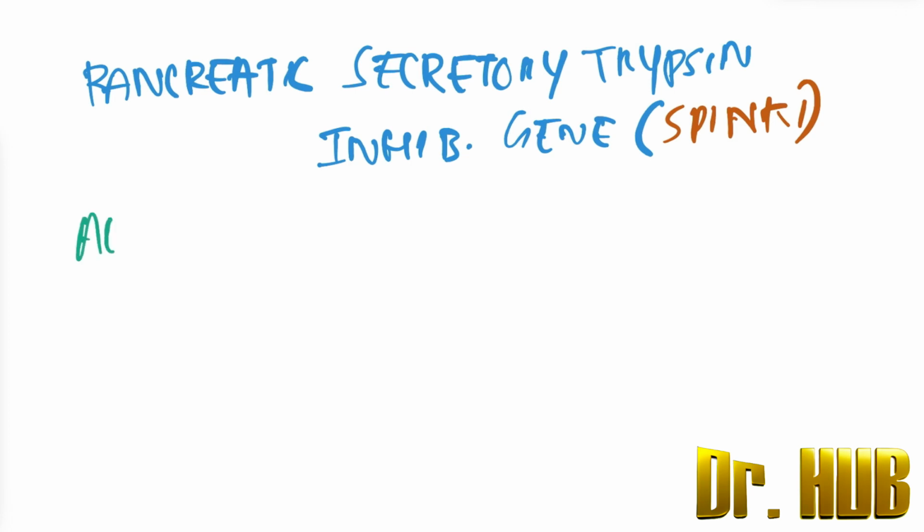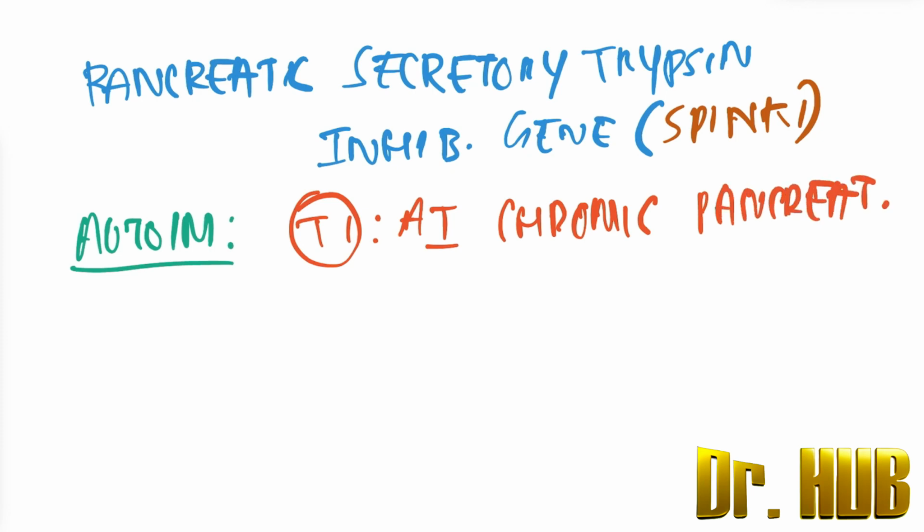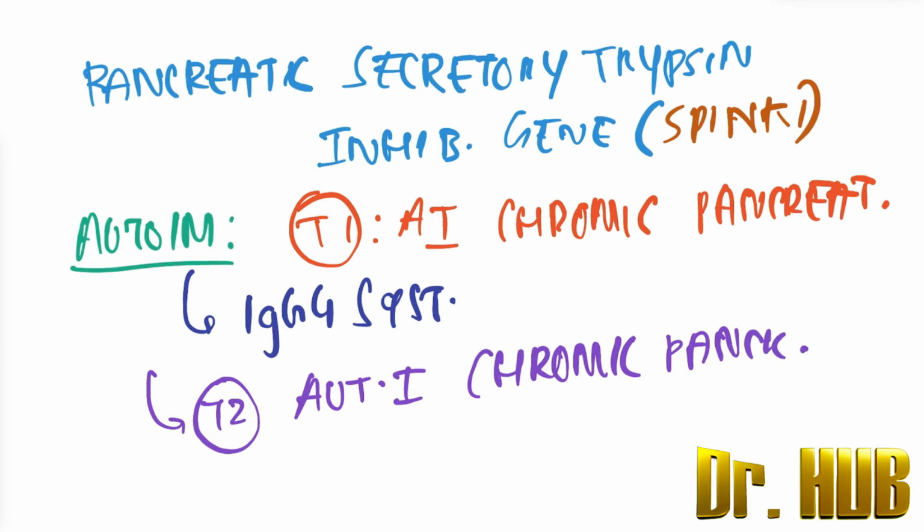Next, the heading is autoimmune. Autoimmune includes type 1, which is T1, the autoimmune chronic pancreatitis. Next is IgG4, which is systemic, and there is also type 2 autoimmune chronic pancreatitis.